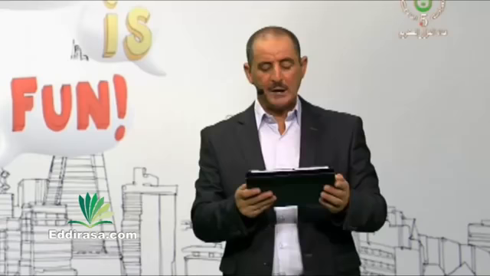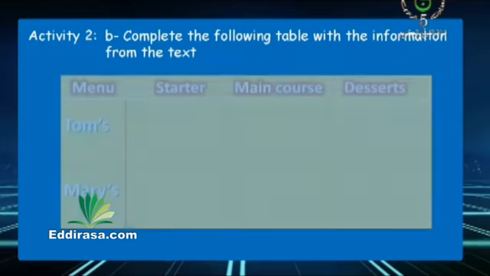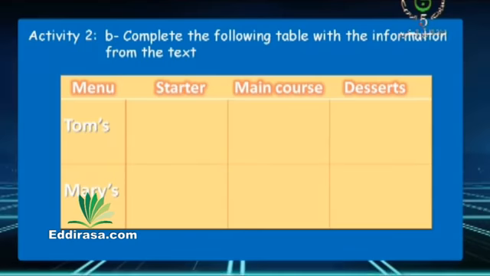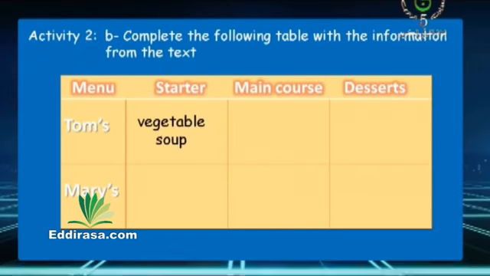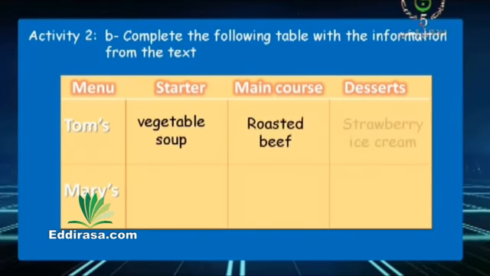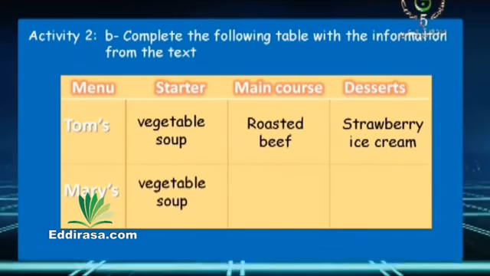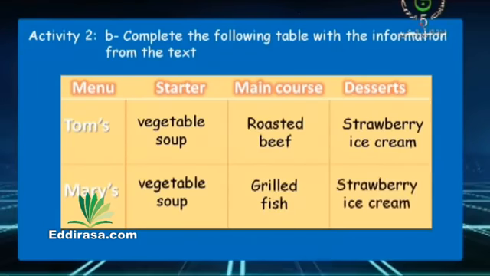Okay, so in part B of activity 2, you will need to complete the table with the information from the text. So we have here the menu, starter, main course, and desserts. So for Tom's, we have vegetable soup, roasted beef, strawberry ice cream. For Mary's, we have vegetable soup, grilled fish, and finally, strawberry ice cream.